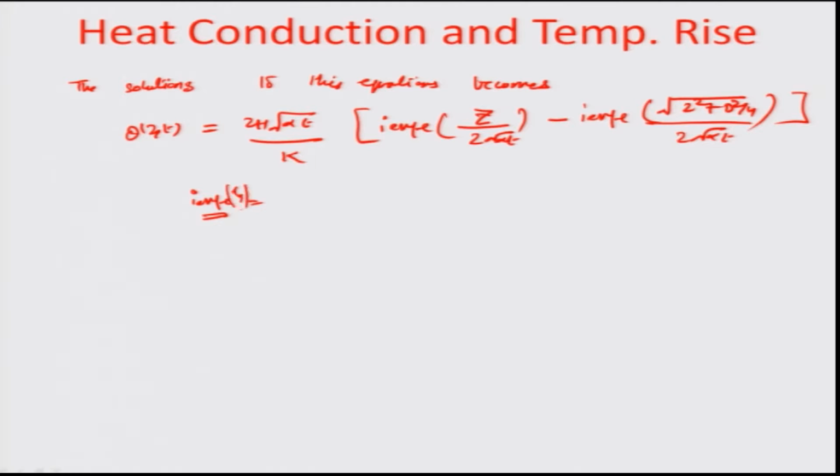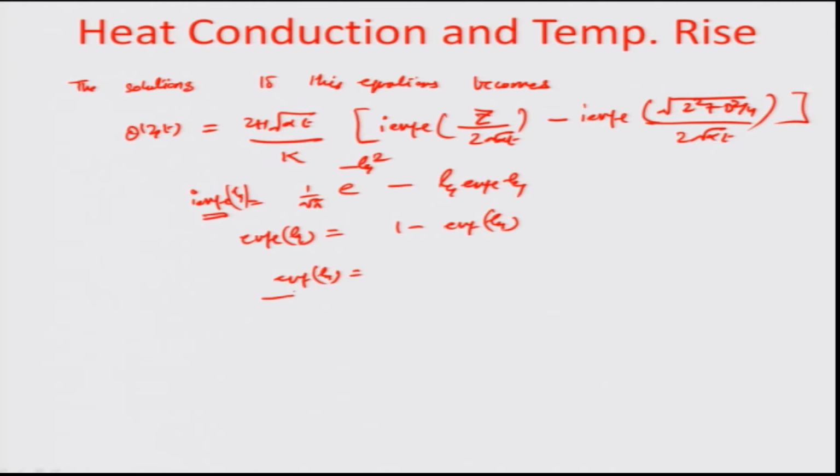So, ierfc of a function zeta can be written as 1 by root pi e to the power of minus zeta square, minus zeta erfc zeta, where erfc zeta is again written as 1 minus the error function of zeta. I think we are all aware that the error function is nothing but a numerical integral represented as 2 by root pi, integral from 0 to zeta of e to the power of minus x square dx. So, we estimate the numerical value of this integral for a corresponding variable zeta, and then estimate this ierfc zeta, which we put back here.